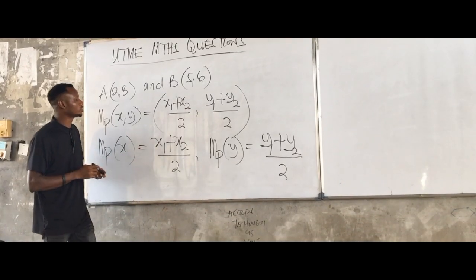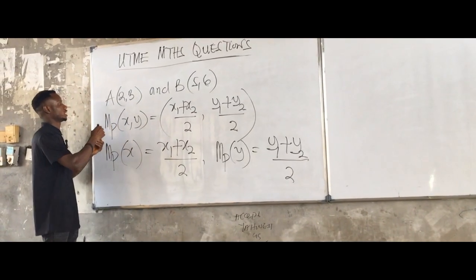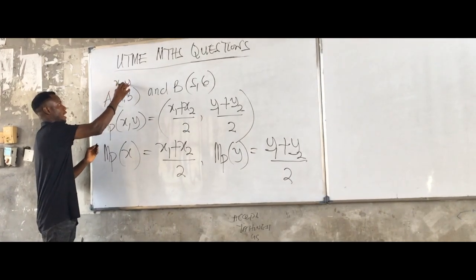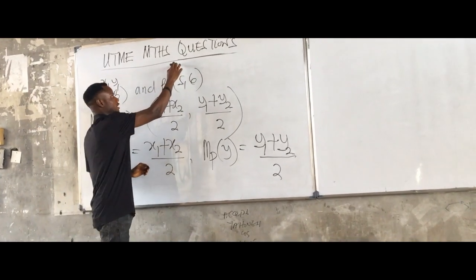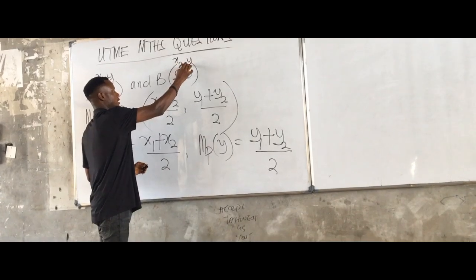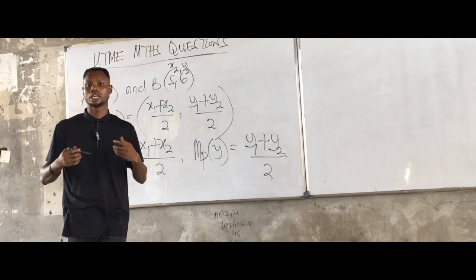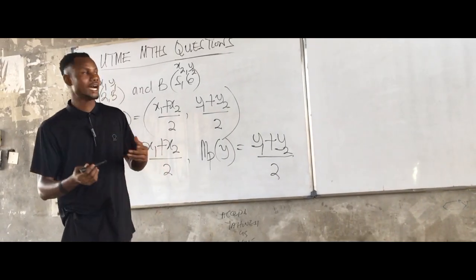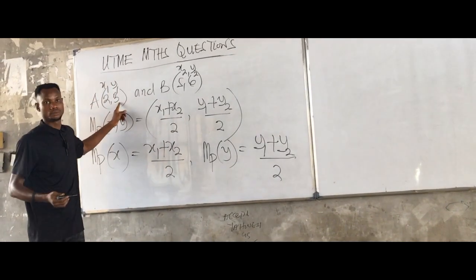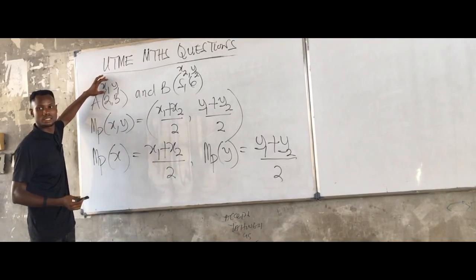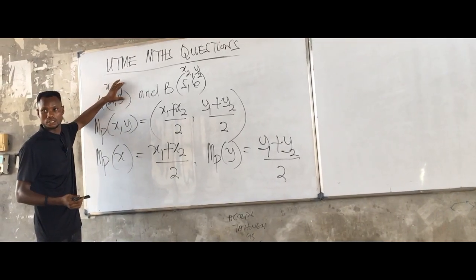But before then, let's know this point here. The point given to us is x1, y1. Let's assign this x2, y2. Remember this in your coordinates, in your GS3, when you are dealing with coordinates. If I have 2, 3, it means this part here is x, and this one is obviously y.